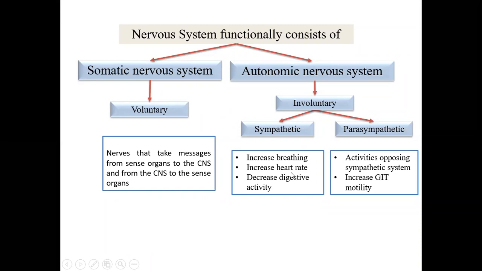Heart rate is not under our control, so it can be controlled only by the autonomic nervous system. It is automatic. Whenever the sympathetic is stimulated, it will also decrease the digestive activity. We don't have control to decrease or increase the digestive system. It is all automatic, so it all comes under the autonomic nervous system.